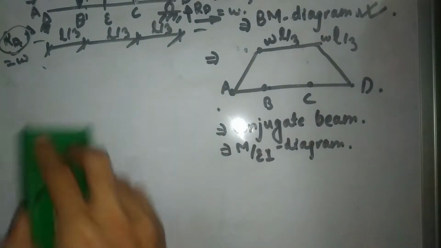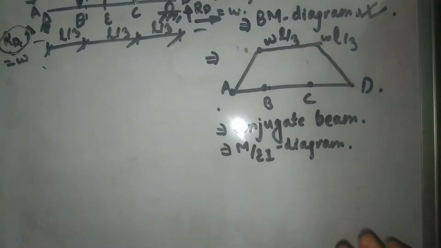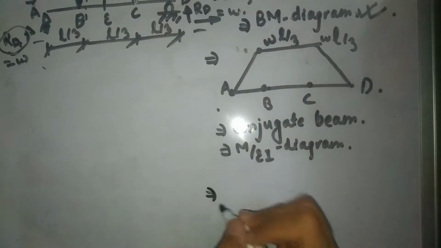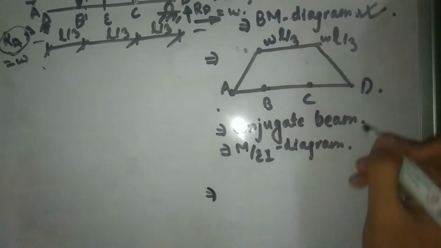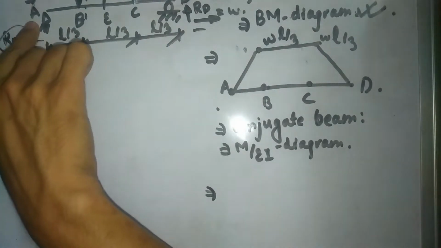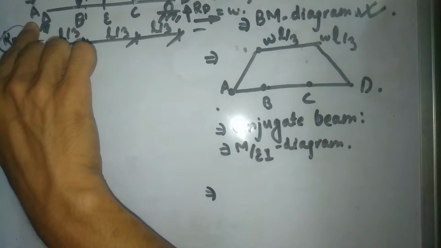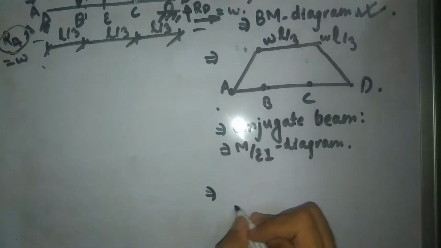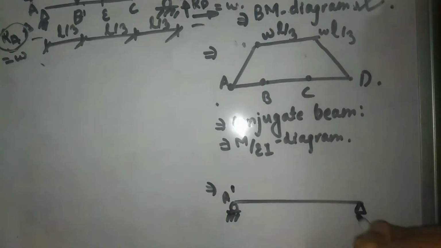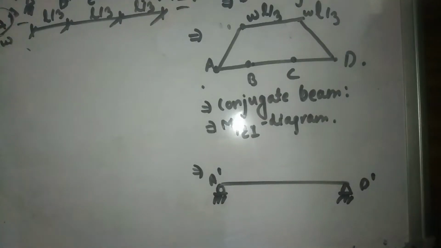I'm just speeding up. Up to here we haven't done anything new. This is the simple calculation of reaction and bending moment, so I'm just speeding up the process. Now for my M by EI diagram, as I explained before, we're going to draw our conjugate beam. In my conjugate beam, my hinge support is going to be replaced by roller support, and roller support is going to be replaced by hinge support. So I'm going to have roller support, and I'm going to name this point A dash in the conjugate beam, and my roller support becomes hinge support. It's going to be my point D dash.